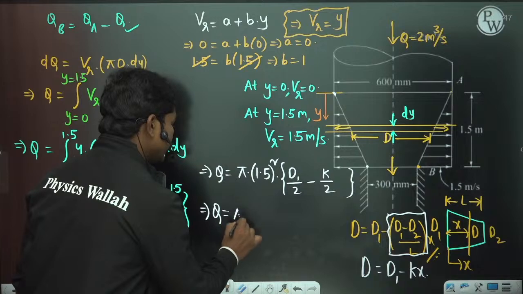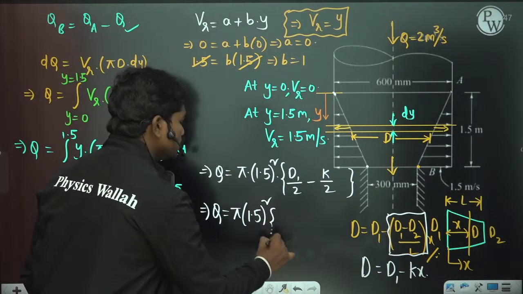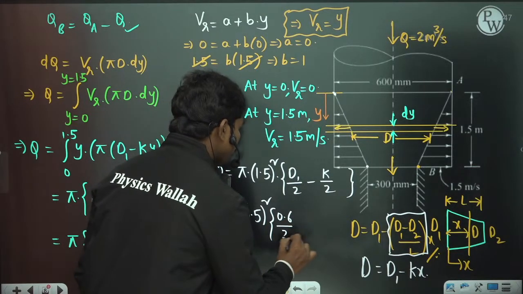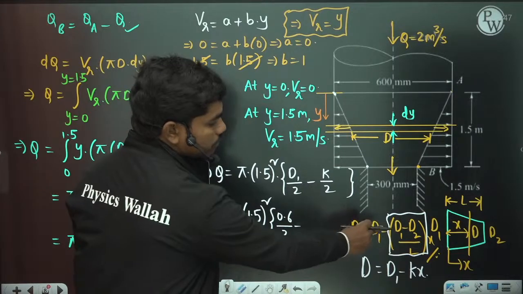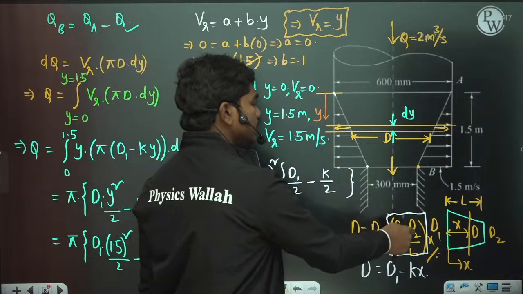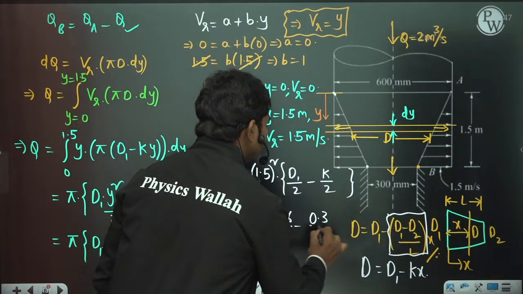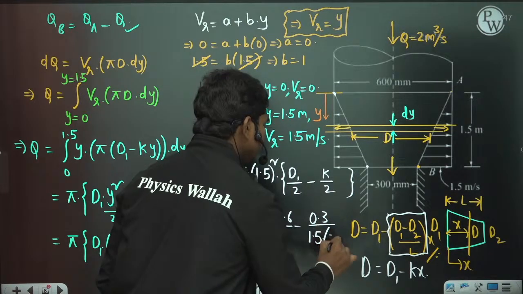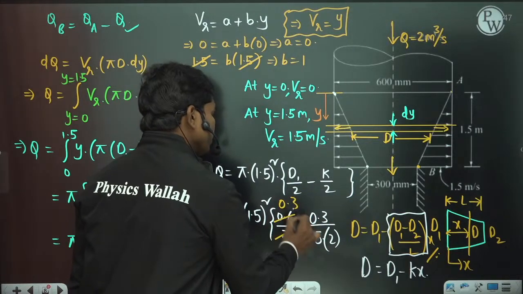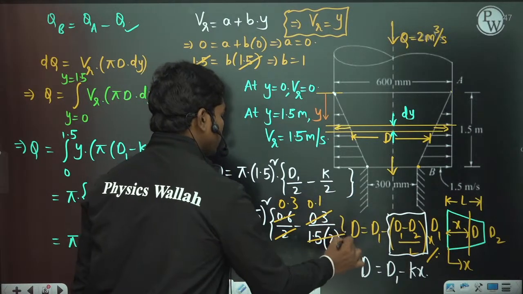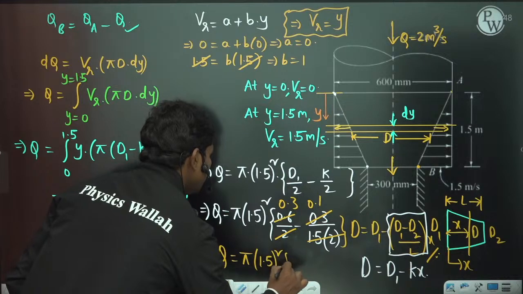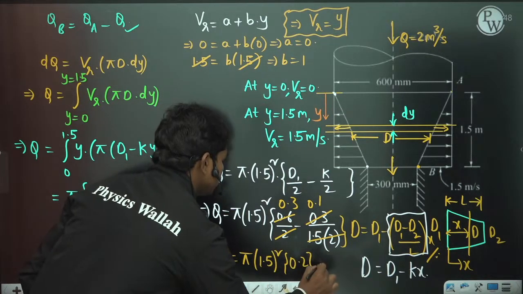Q is equal to pi times 1.5 whole square into D1 by 2. So what is D1? 600 mm. If you convert that to meters, 0.6 by 2 minus k. So what is k here? k is D1 minus D2 by L. D1 minus D2 is 300 mm, so half of that is 0.3. Then 0.3 divided by 1.5 multiplied with 2. So this value is 3 and this is 0.3. If you simplify, 3 times 0.3 is 0.1 totally. So Q is equal to pi times 1.5 whole square into 0.3 minus 0.1, which is 0.2. These many meter cube per second.